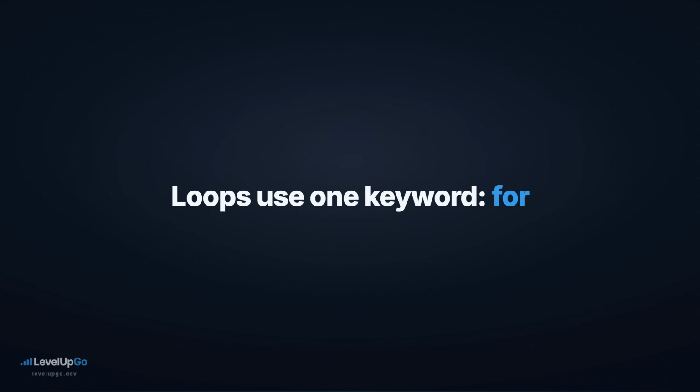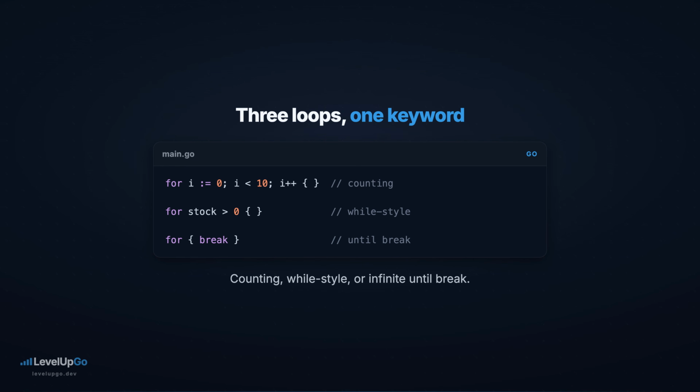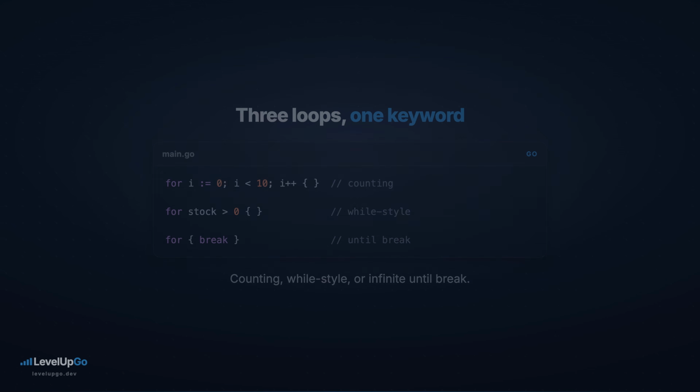Let's move on to loops. Go has one keyword to manage loops, and that is for. So here we see 3 examples of loops. The first one is the classical counting loop, and then we have a while style loop, and the last example is an infinite loop that runs until breaking. So we can see here there are multiple loop patterns, but we are just using the for keyword.